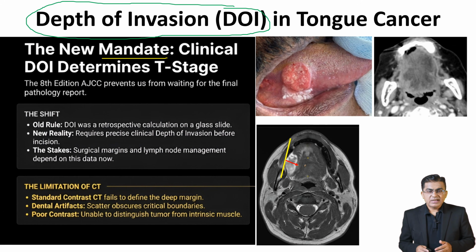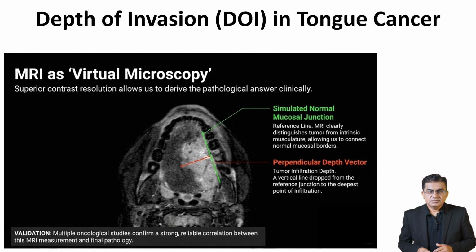Notice how MRI offers superior contrast resolution. It allows us to confidently map the exact tumor boundaries against the normal intrinsic muscles of the tongue. So the takeaway is simple. When it comes to accurately measuring the depth of invasion, no other imaging can beat MRI. So how exactly do we calculate the vertical depth once we have the MRI scan in our hands? Let us look at the exact mechanics of measurement on this next slide.